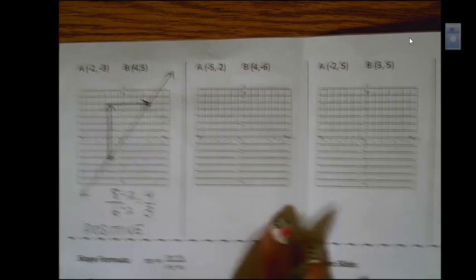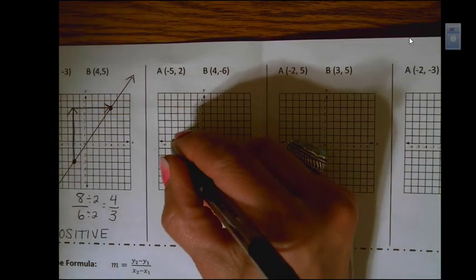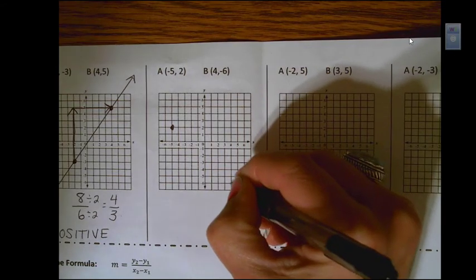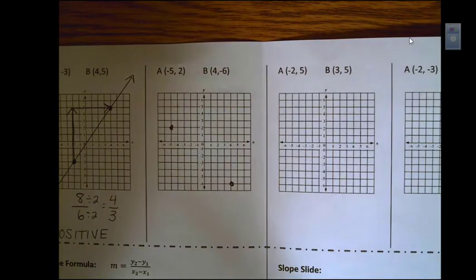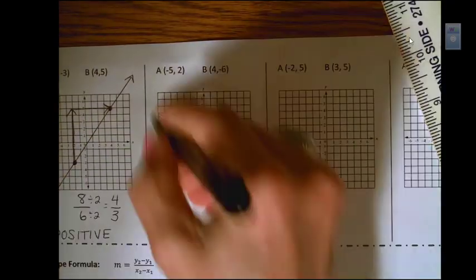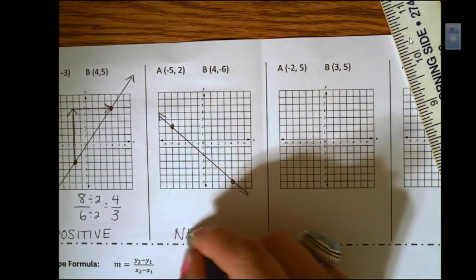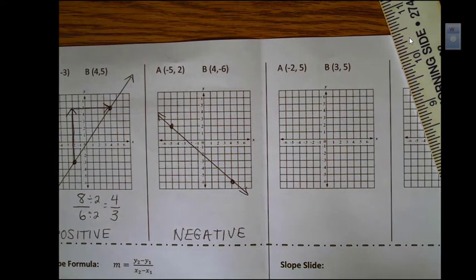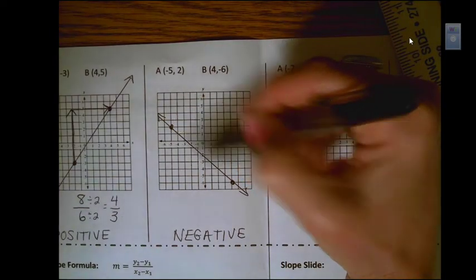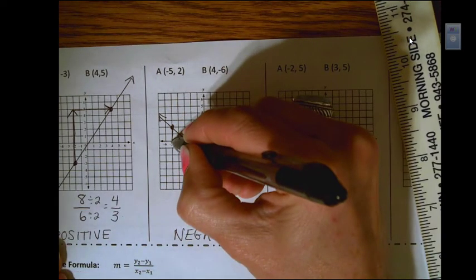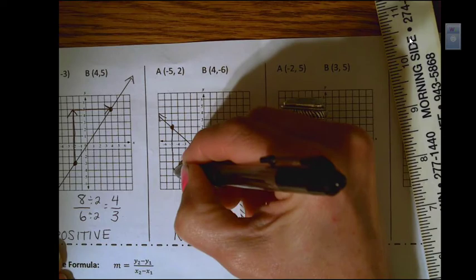I'm going to plot -5, 2. And 4, -6. Again, as I'm thinking about slope dude, I am going down from left to right. This is a negative slope. I start with the furthest left point, and to get down to the other point, I'm going to have to fall. 1, 2, 3, 4, 5, 6, 7, 8.